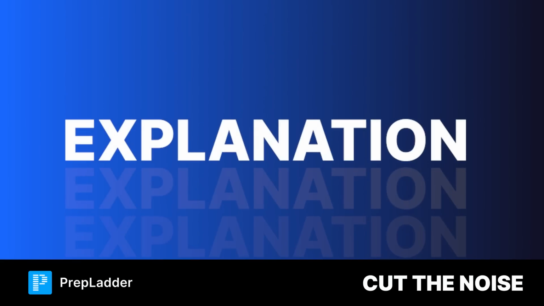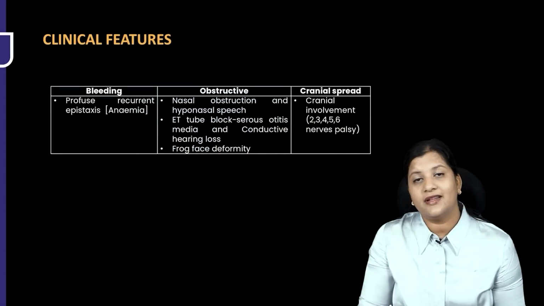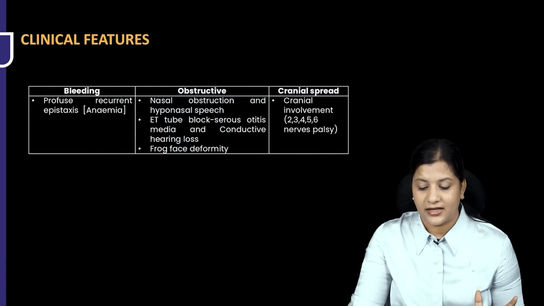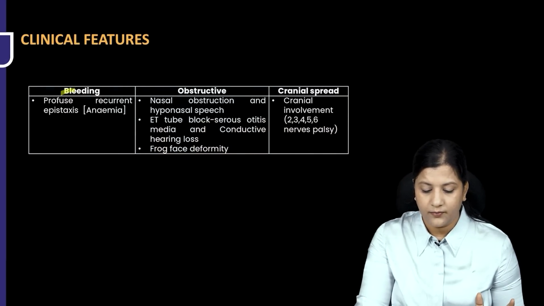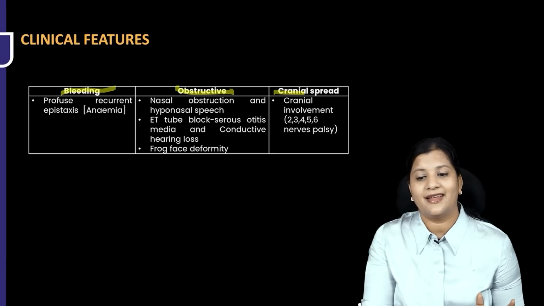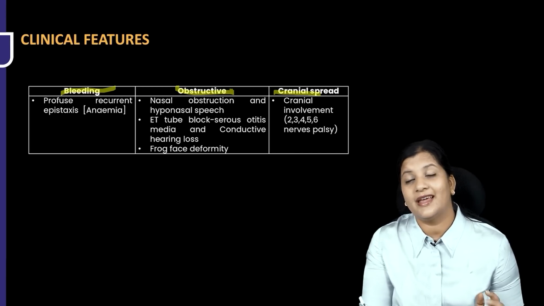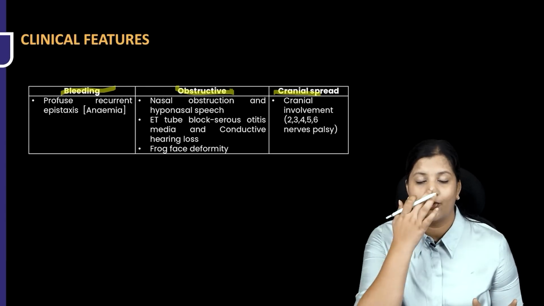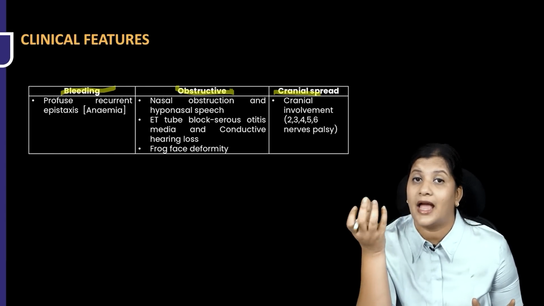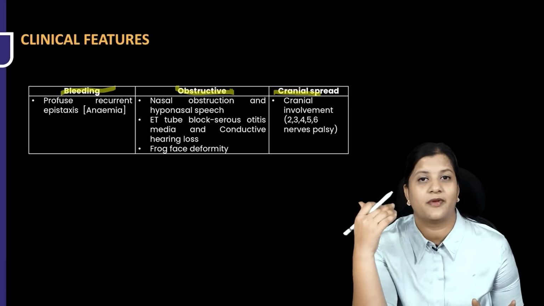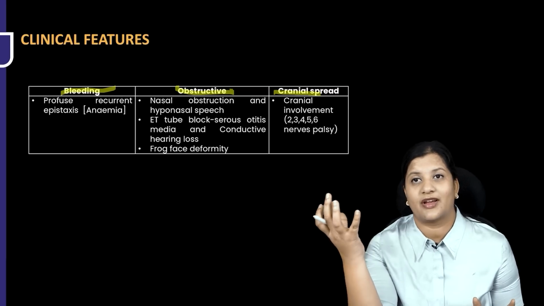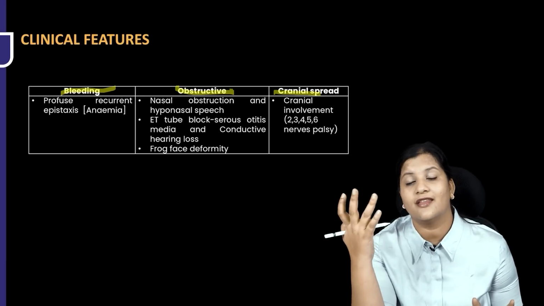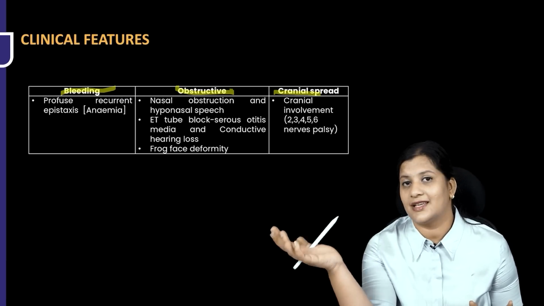Here's the explanation. So we can classify the symptoms as per the table that has been given here. We can classify it as bleeding symptom, obstructive symptom, and cranial nerve palsy. So in the bleeding, recurrent unprovoked profuse epistaxis, obstruction of the nose causing frog face deformity, hyponasal speech, difficulty in breathing, and eustachian tubal obstruction resulting in serous otitis media. Cranial nerve involvement is from 2nd, 3rd, 4th, 5th and the 6th cranial nerve.